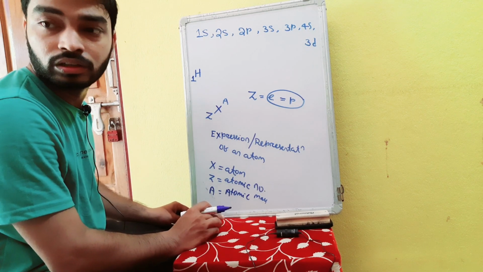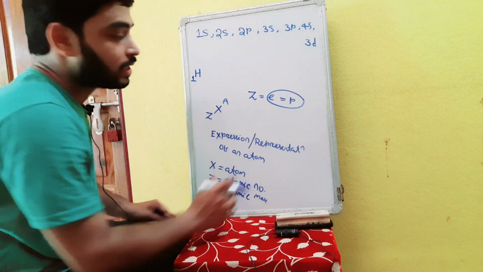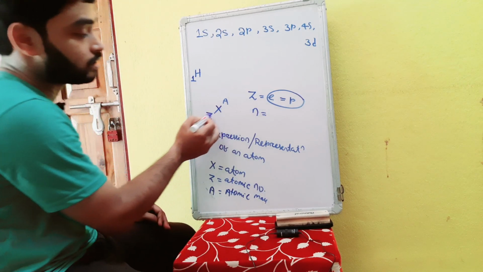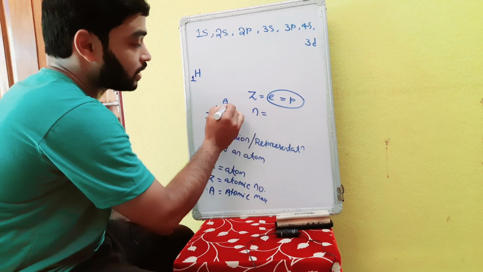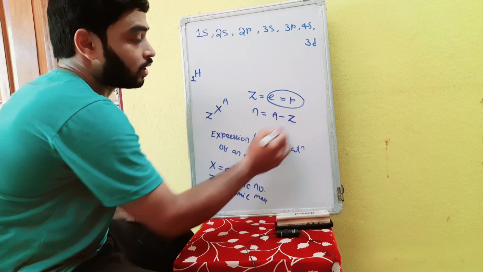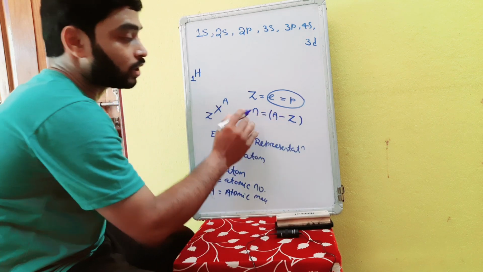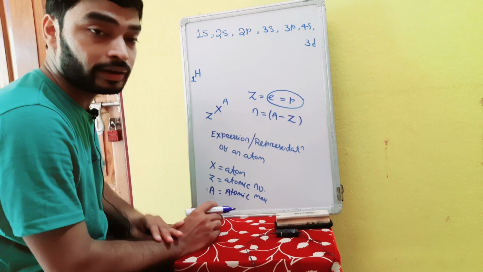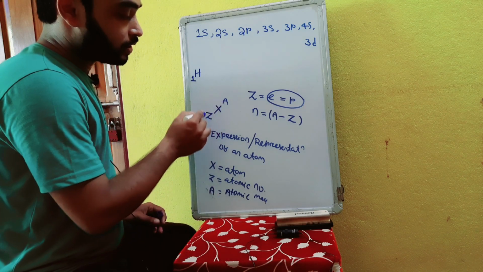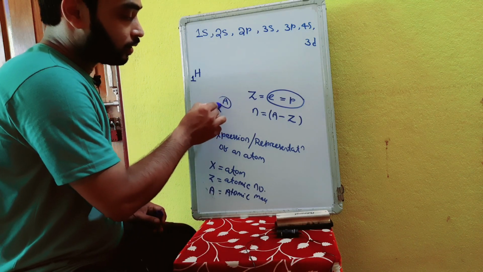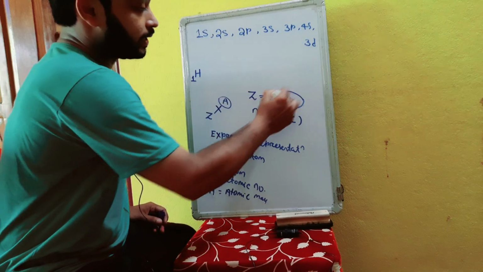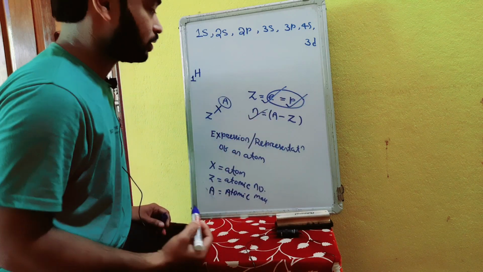The next part is the neutron number. The neutron number is calculated by subtracting the atomic number from the atomic mass, which gives the total number of neutrons available in an atom. So from this representation we can find out about the three subatomic particles: electron, proton and neutron.